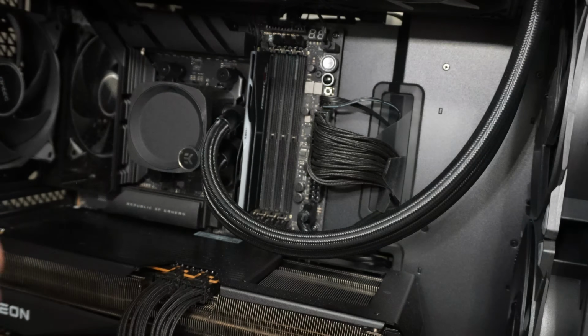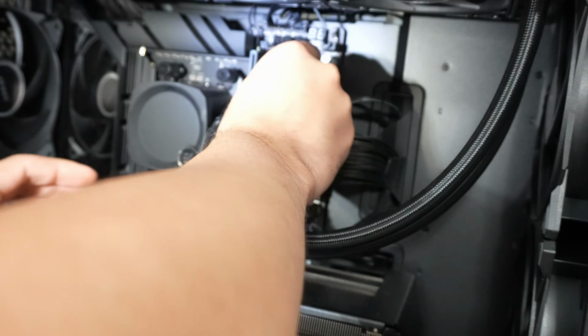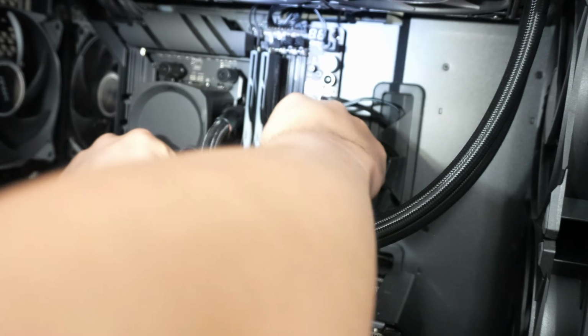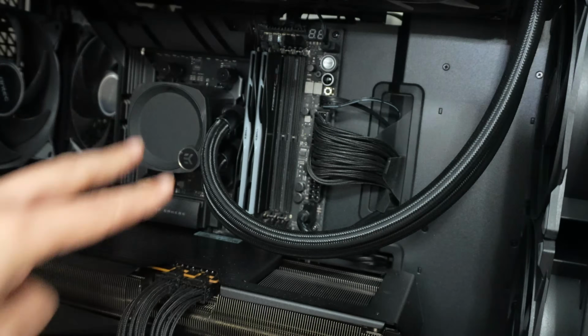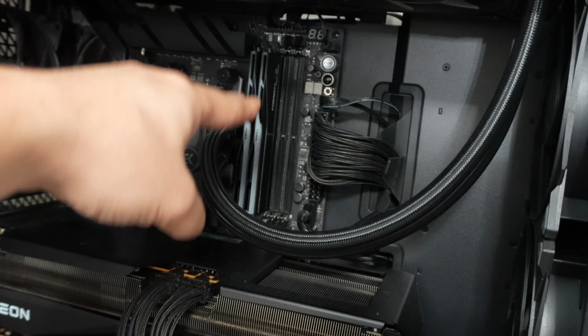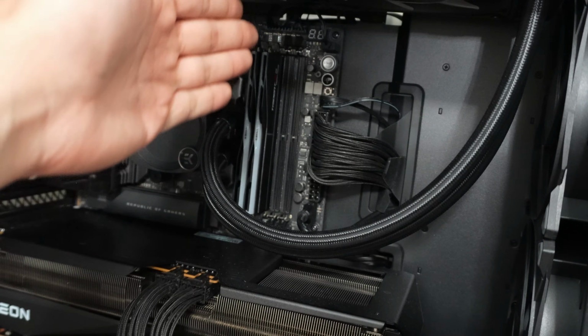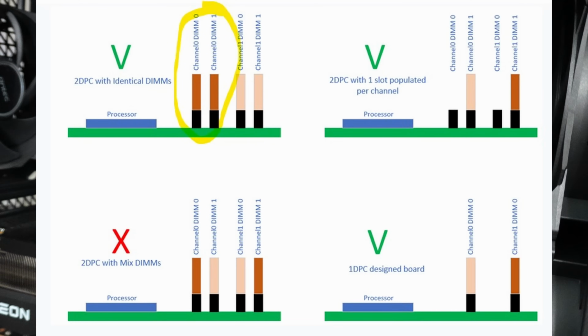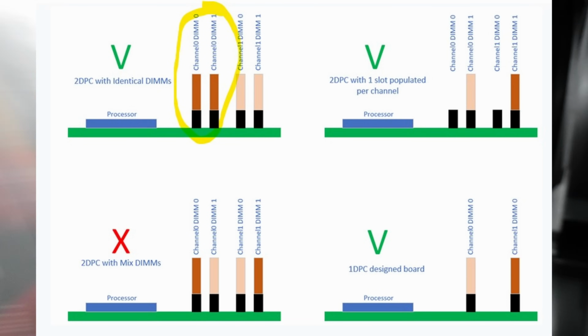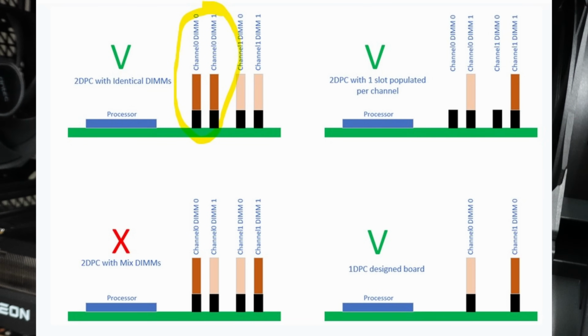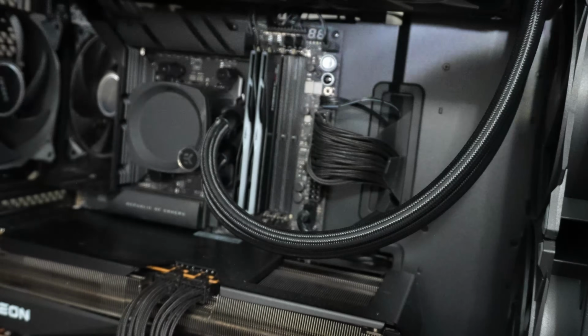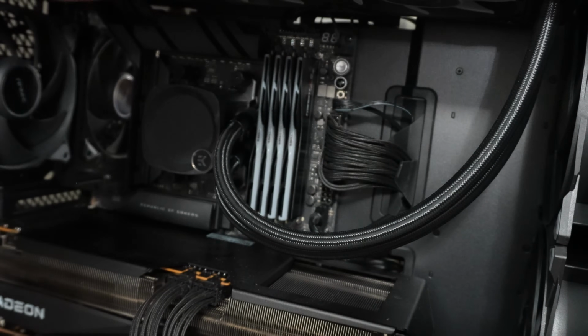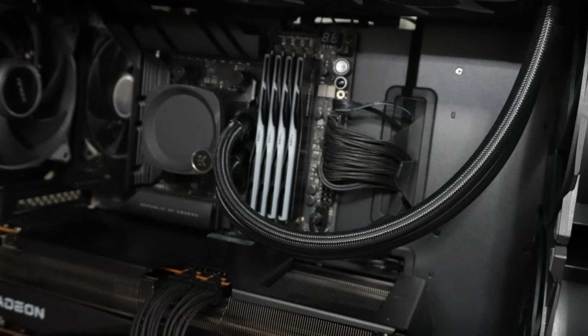The first memory stick is in A1. The second one is going to go right next to it. So we have the first memory kit installed on channel A, so A1 and A2. Now we're going to install the second kit on channel B. It's going to be on B1 and B2. Okay, so once we have all four of them installed, now we can power up the system.